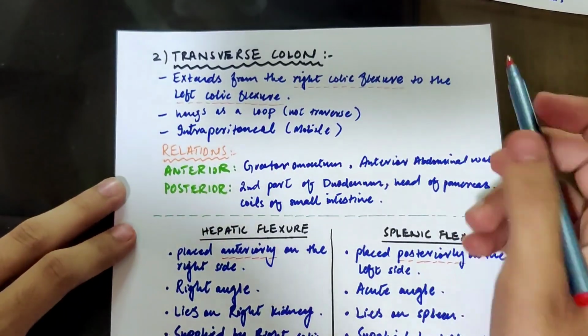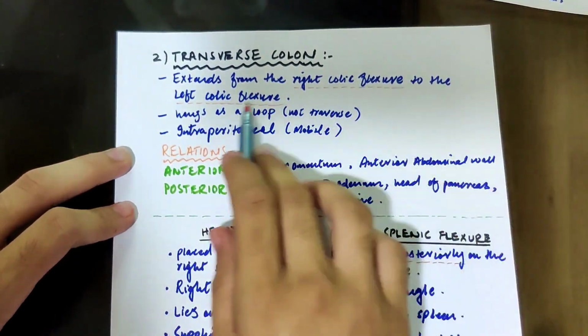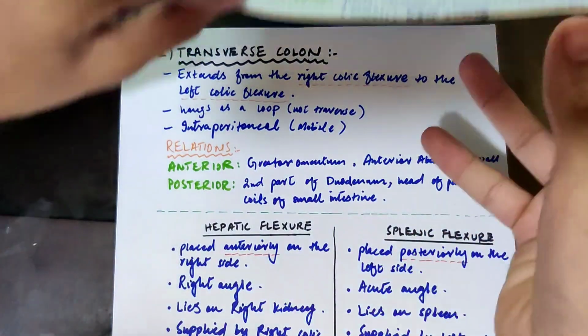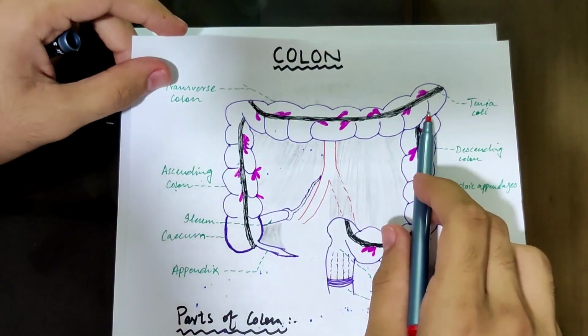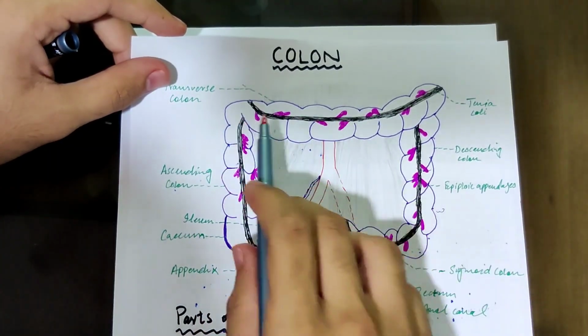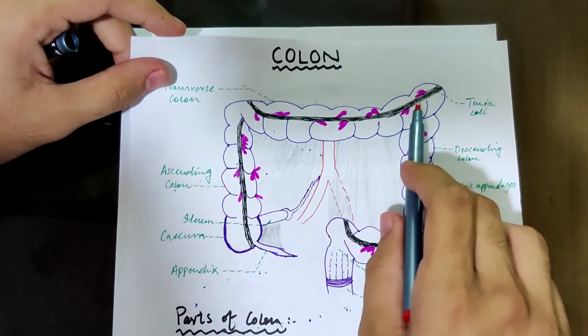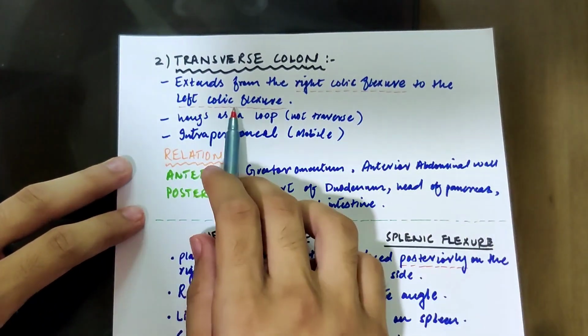Now we have the transverse colon. The transverse colon extends from the right colic flexure to the left colic flexure. This we can see in the diagram. So the part of colon which is present between the right and the left colic flexure is known as the transverse colon. It basically extends from the right colic flexure to the left colic flexure.